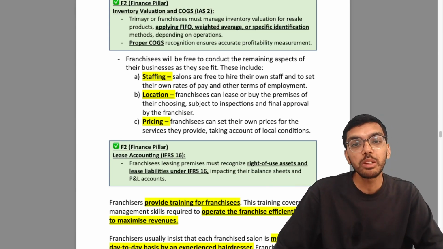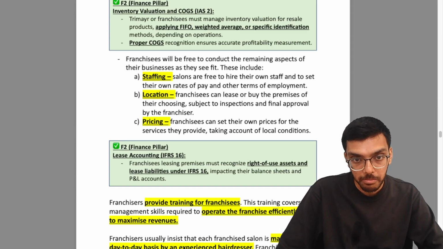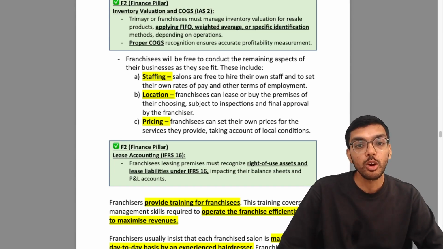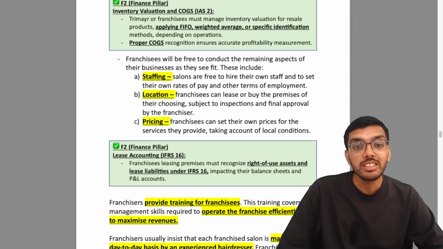Salons are free to hire their own staff and set their own rates of pay. Franchisees can lease or buy the premises of their choosing, that's up to them. Franchisees can set their own prices for the services they provide, taking account of local conditions. Because leasing is mentioned here, franchisees which are leasing premises must recognize a right-of-use asset and lease liabilities under IFRS 16. You should have knowledge of this.